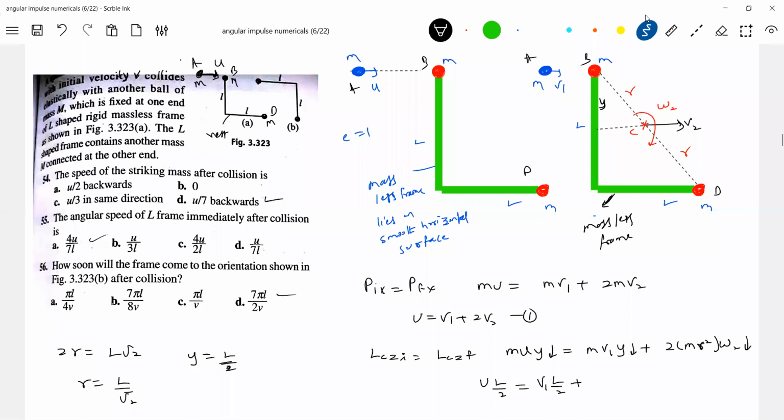Sir, shouldn't it be 2m into r square, sir? The moment of inertia of this particle is m r square, of this particle m r square. Of this is how much? m r square. Okay, sir. So this will be 2m, r square is L by root 2 whole square.